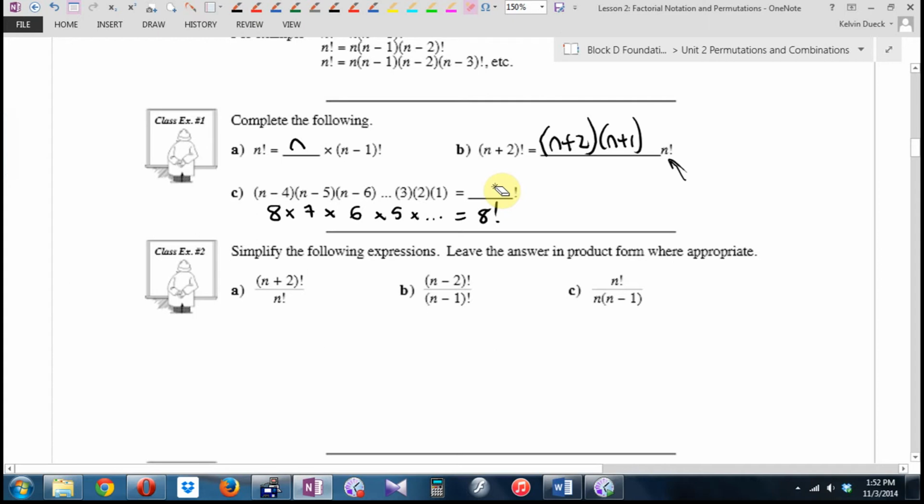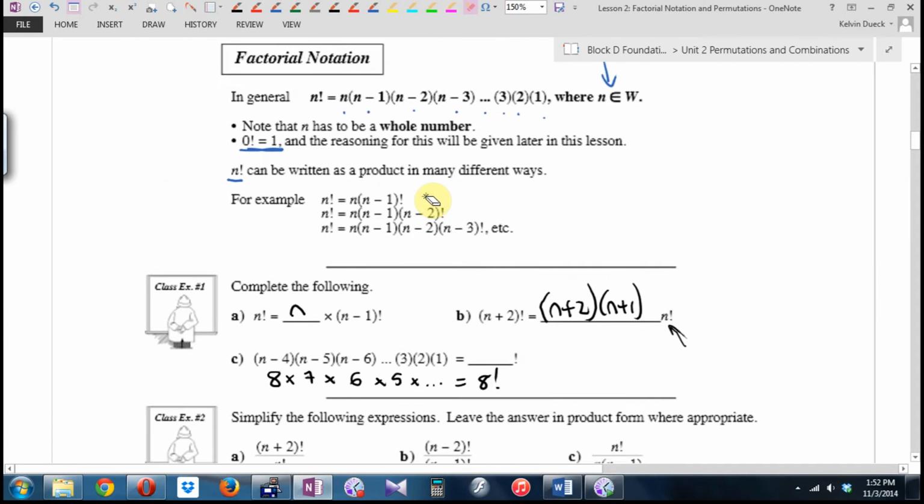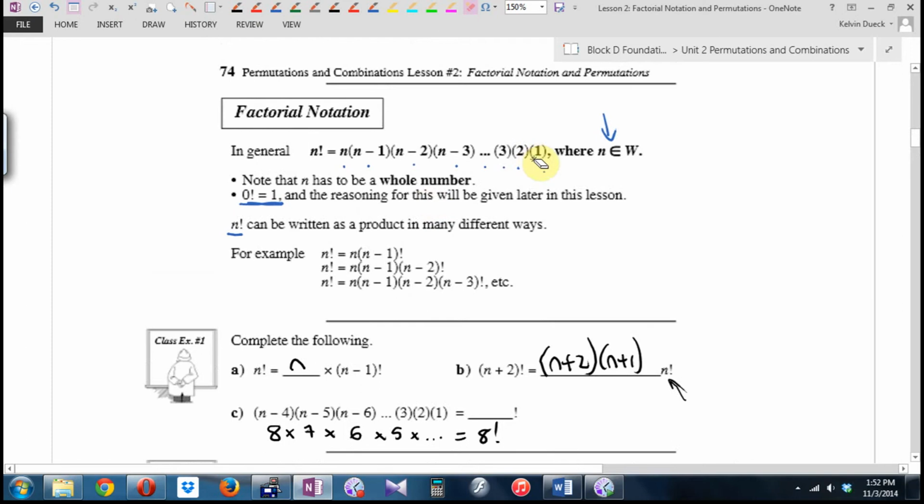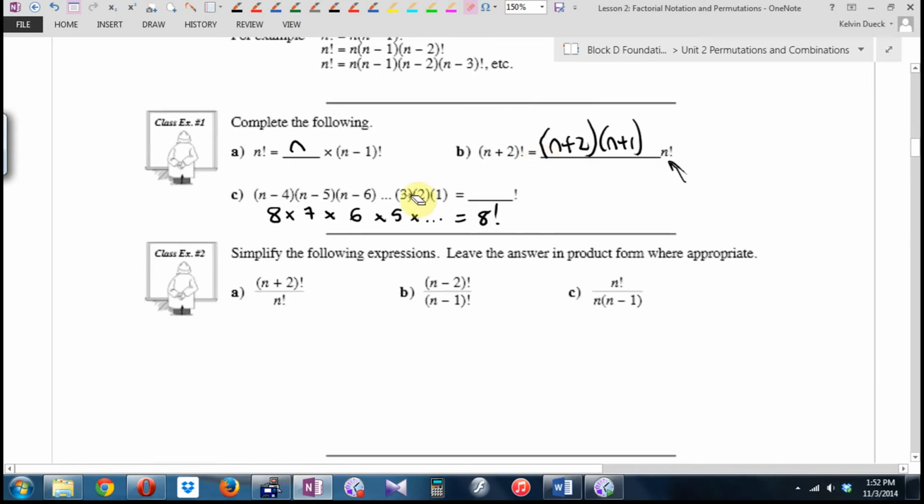What about the 3, 2, and 1? It always ends in 3, 2, and 1 because eventually you have to come to a stop multiplying. So don't worry about that. Focus on this. You guys are way overcomplicating it.